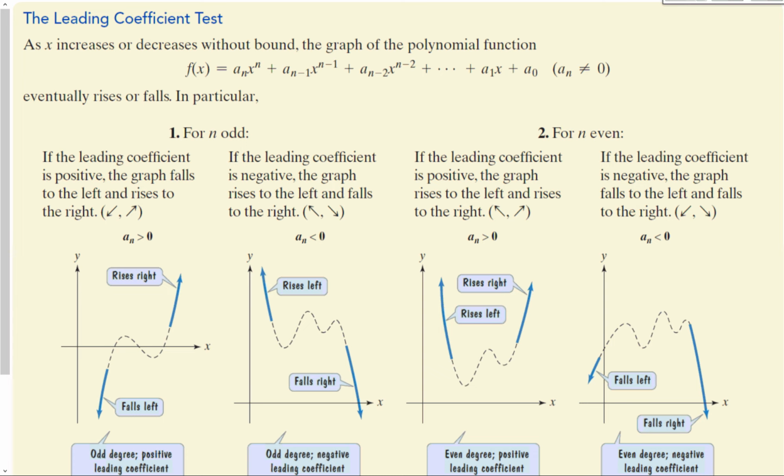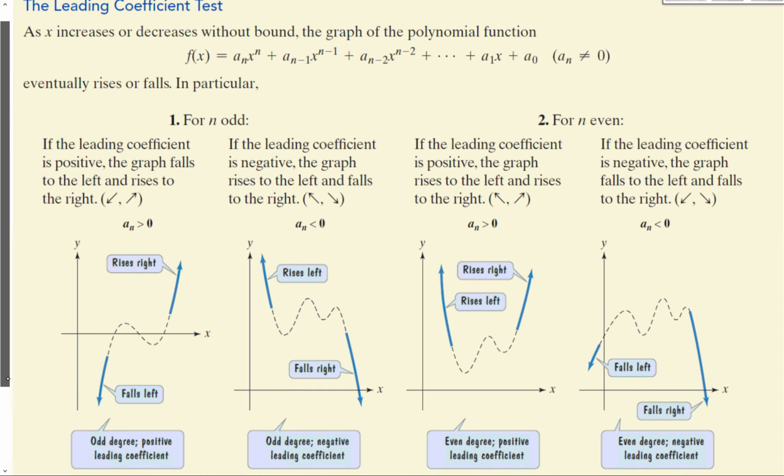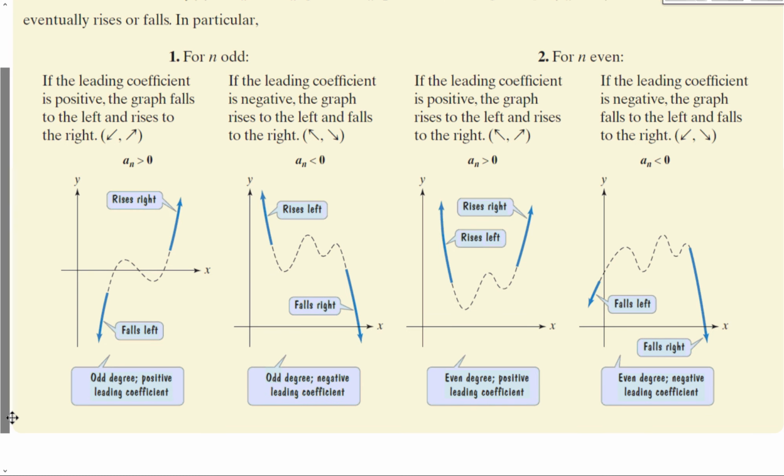What is the leading coefficient test? Well, here we go. As x increases or decreases without bound, the graph of the polynomial function f of x is equal to my polynomial function. Okay, I'm not going to say this every time, right? We're just going to call this our standard polynomial function. Eventually it rises or falls. In particular, here's what happens.